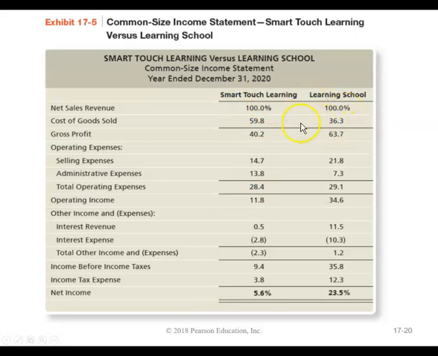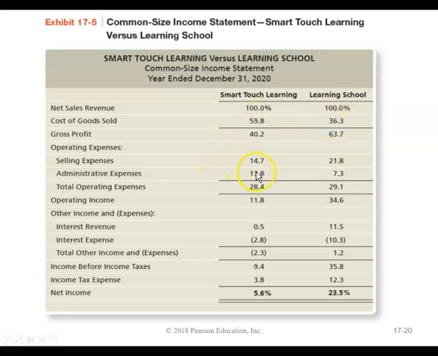And it doesn't matter how big or small this company is, we can see that Smart Touch Learning is spending a lot more per sales revenue on their cost of goods sold, and Learning School is getting it at a much less price or selling it at a much higher price. But at any rate, as a percent of sales, their cost of goods sold is much lower than Smart Touch Learning.